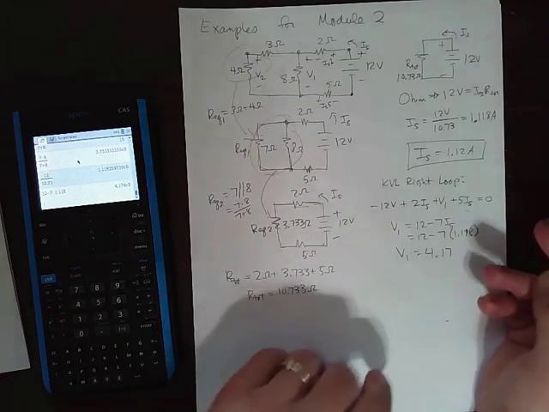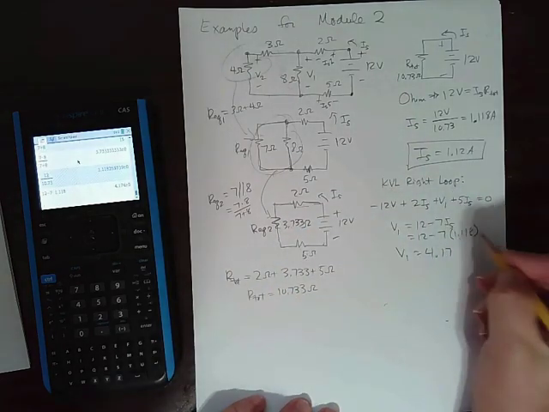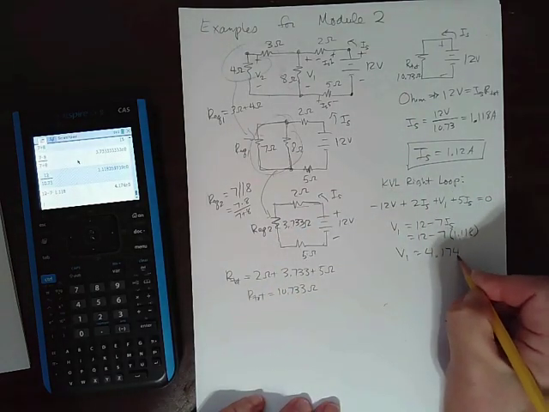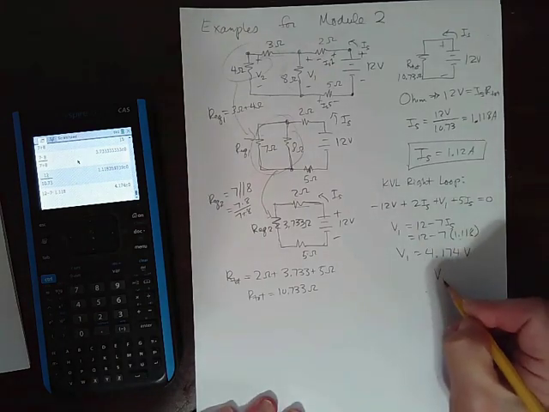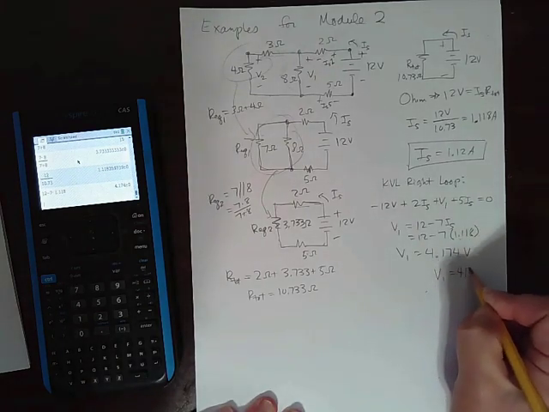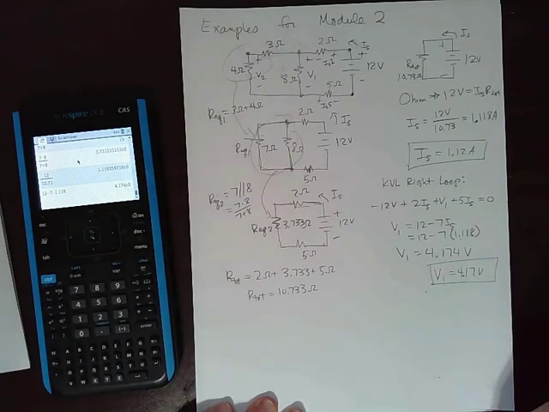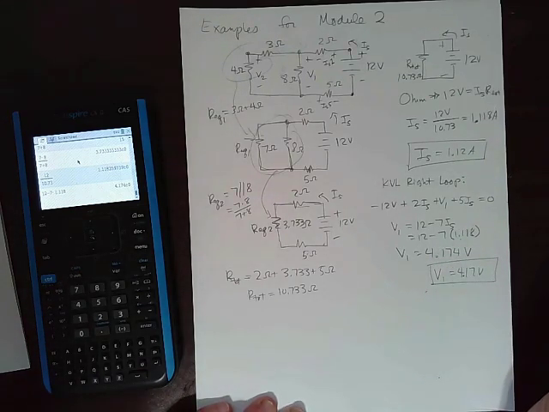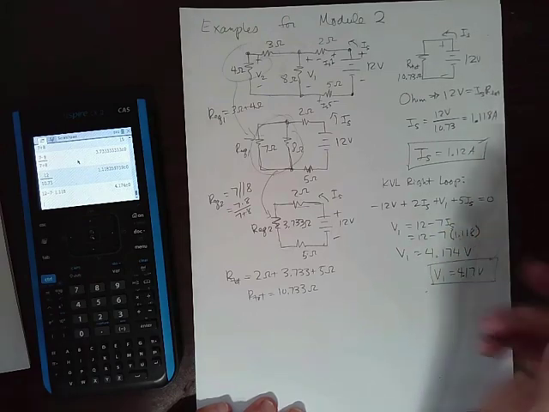0.17. Oh, let's keep the 4 too. 4.174 volts for now. For the answer, version 1, 4.17 volts. But we might need this one to calculate V2. Okay, so we got IS, we got V1, we still need V2.